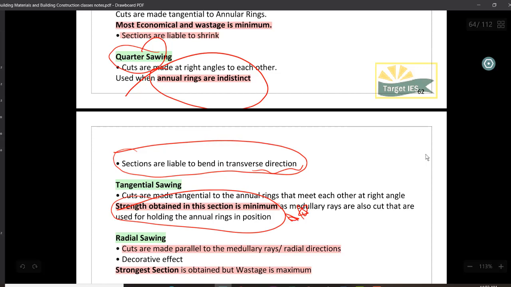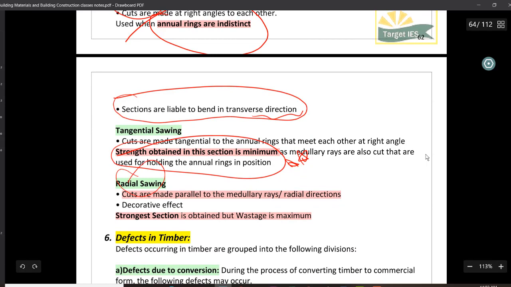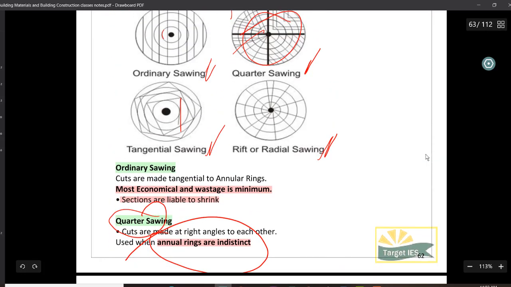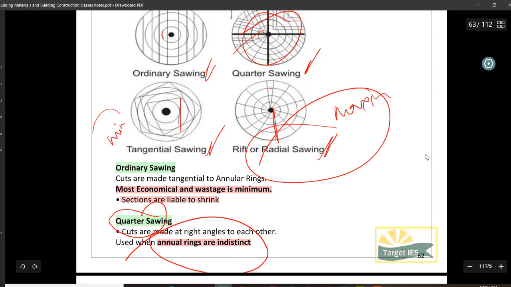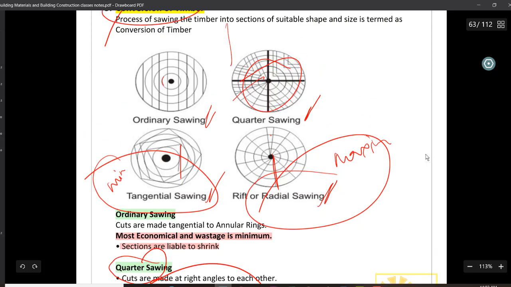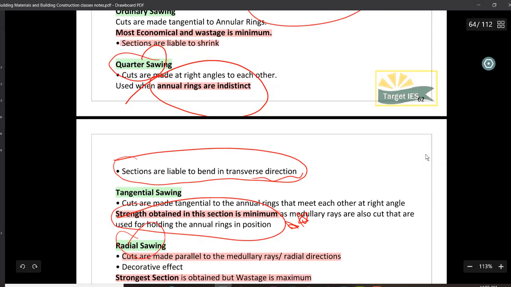Tangential sawing, not good. But coming to radial sawing, here we cut along the medullary rays. You know medullary rays, right? They go from the pith to the outermost part. So we are cutting along these medullary rays in radial sawing, and this gives maximum strength. Remember which gives maximum strength? Radial sawing, and minimum strength is tangential sawing. Okay, minimum wastage, ordinary sawing. Three important bits from here.